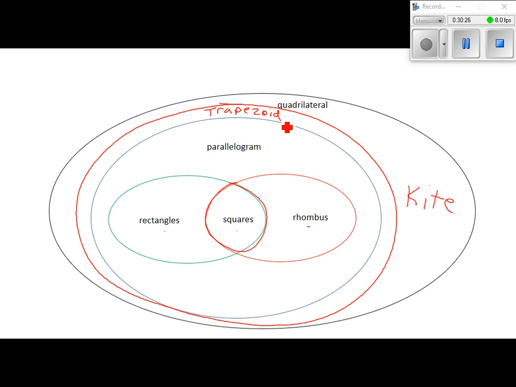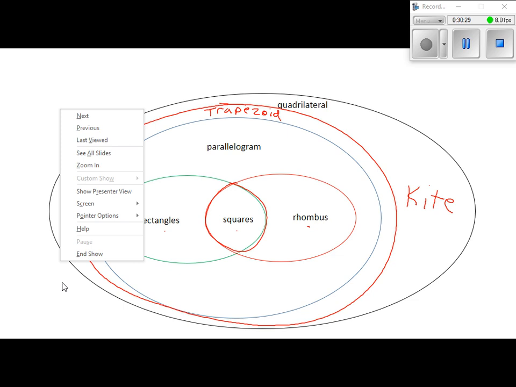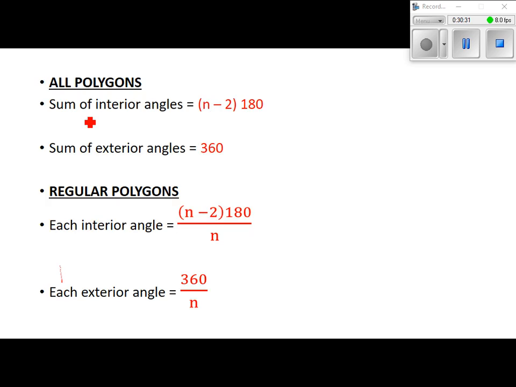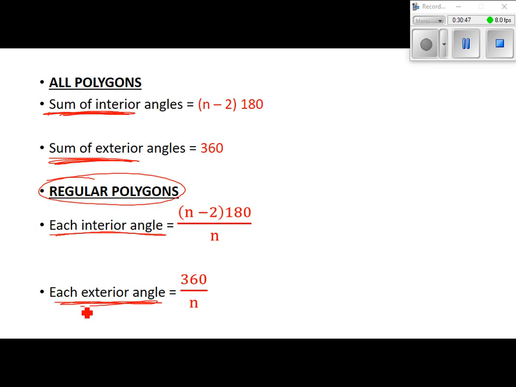Along with all this, you still have to remember all that stuff that we covered in this chapter. For all polygons, the sum of the interior angles and the sum of the exterior angles. Remember all these formulas. If it's a regular polygon, each interior angle and each exterior angle. Remember, we'd probably rather use this formula than one of the others, because it's easier. So remember those 4 formulas.